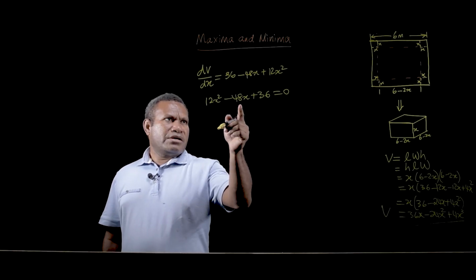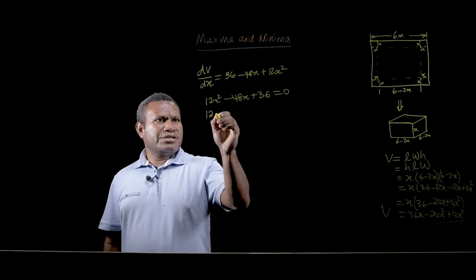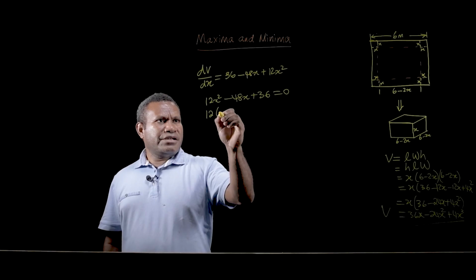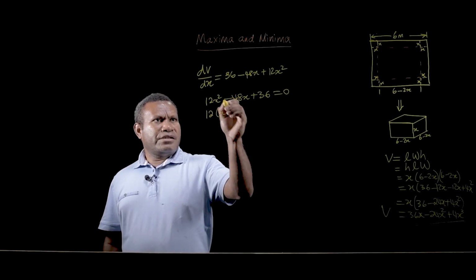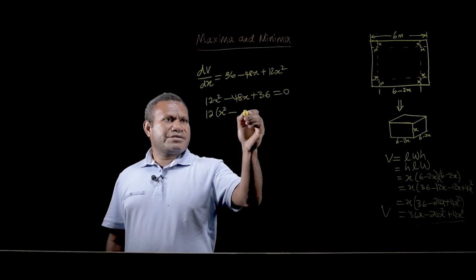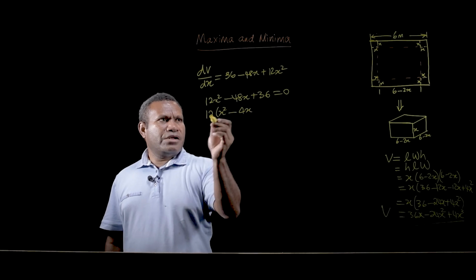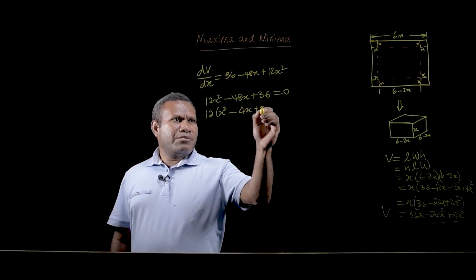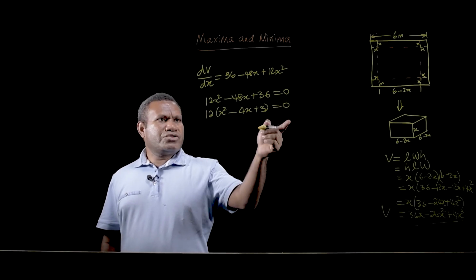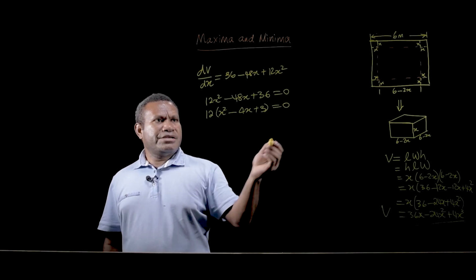Now, when we look at the terms here, the highest common factor seems to be 12, so to simplify our expression to solve the equation, we can take the 12 outside. 12x squared divided by 12 is x squared, 48x divided by 12 gives us 4x, and 36 divided by 12 gives us positive 3, equal to 0. If you divide by 12 on both sides, 12 cancels out here, and 0 divided by 12 will be 0.